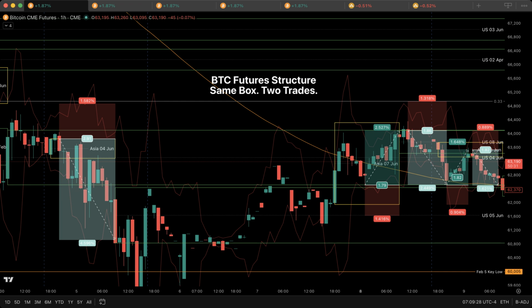Now the additional short setup appears. Short entry line. June 8th, Asia session midpoint. Stop loss line. June 8th, U.S.